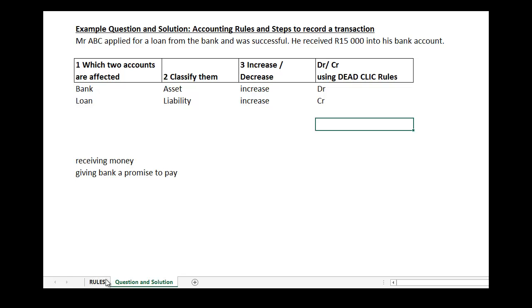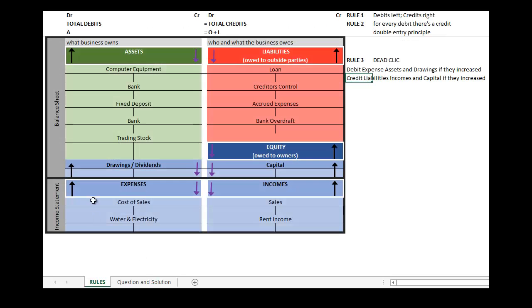Let's have a look at how this impacts the accounting equation. We received 15,000 Rand into my bank account. So that's going to go on the debit side because my bank increased. The liability also increased. So this is going to go on the credit side of my loan account, 15,000 Rand. And my accounting equation is going to balance. My assets will be 15,000. My liabilities will be 15,000. And it agrees.